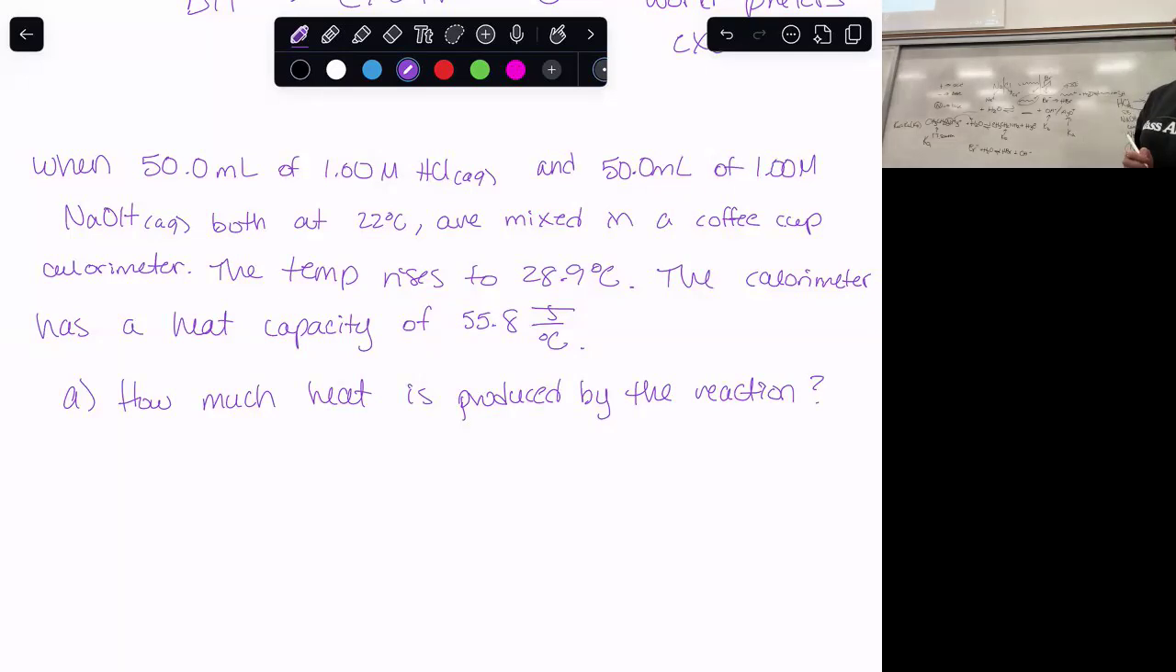So based off of this, we have when 50 mils of 1 molar HCl and 50 mils of 1 molar sodium hydroxide, both at 22 degrees Celsius, are mixed in a coffee cup calorimeter. The temp rises to 28.9 degrees Celsius. If the calorimeter has a heat capacity of 55.8, how much heat is produced by the reaction?